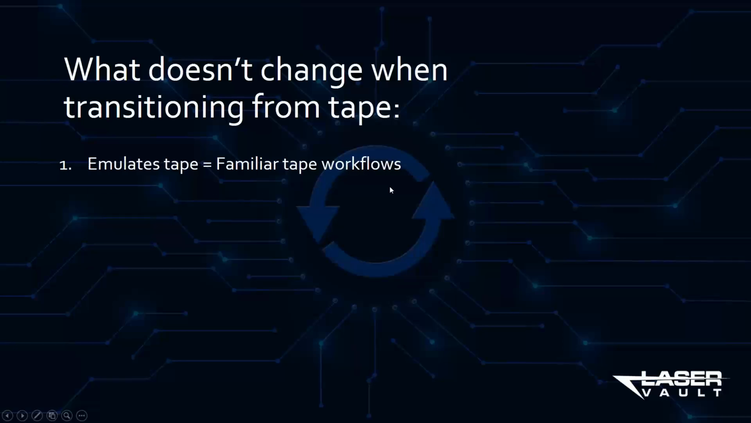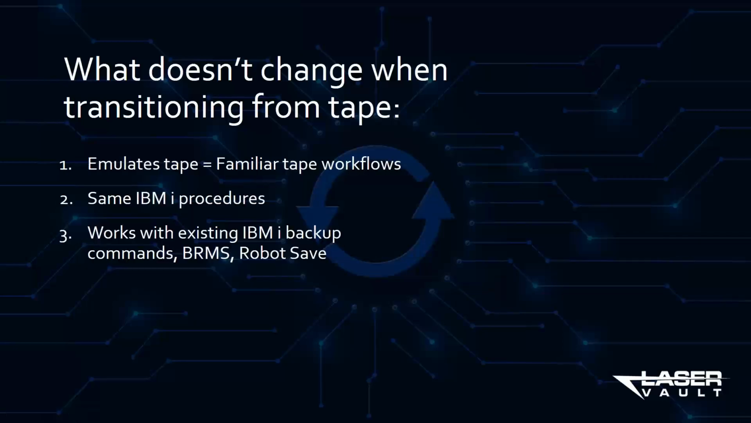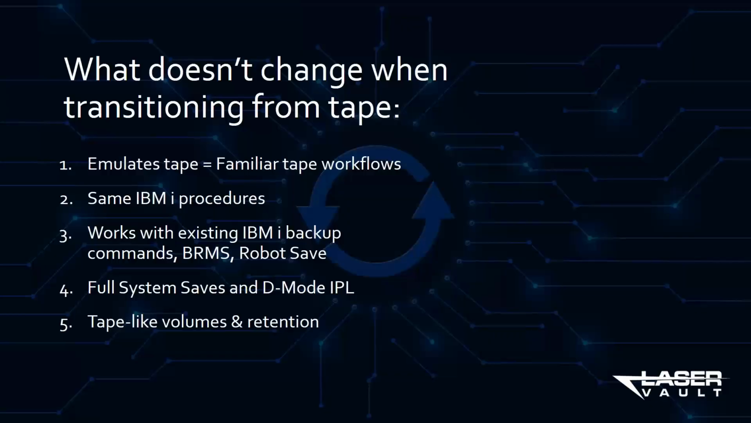So what doesn't change when transitioning from tape? Emulate tape. So familiar tape workflows, because virtual tape looks to the IBM just like physical tape does: the devices, the tapes themselves. So you're going to be able to use your same IBM procedures, working with your existing IBM commands, BRMS, Robot Save. With a virtual tape solution, just like with physical, only much faster and much more reliable, is the full system save capability.